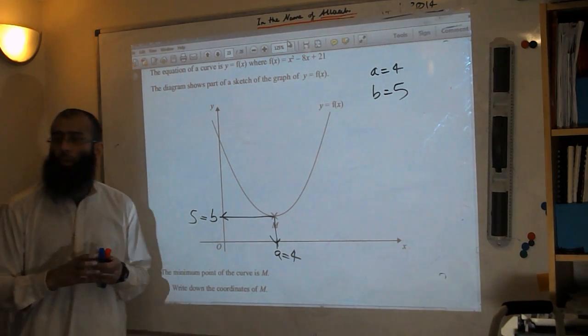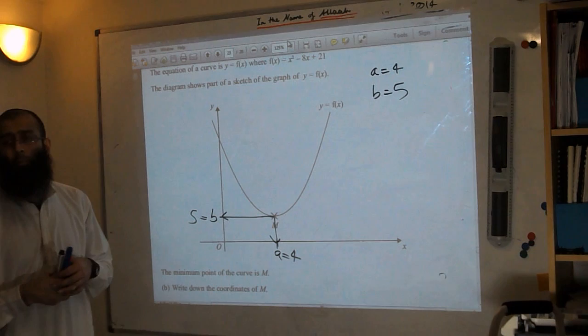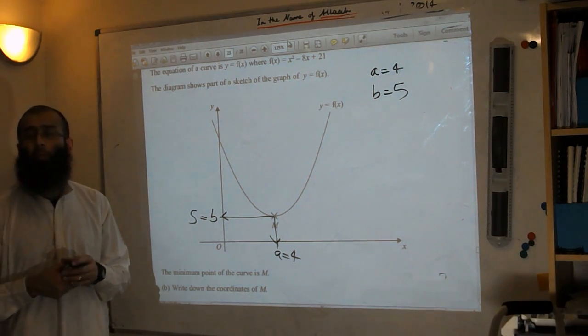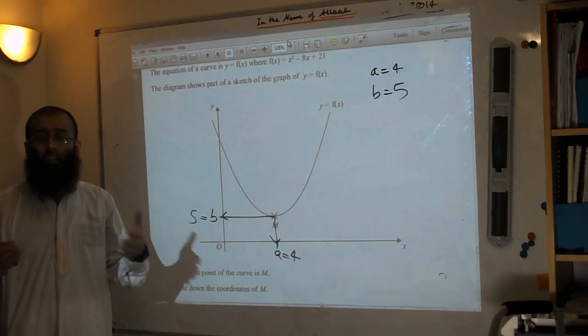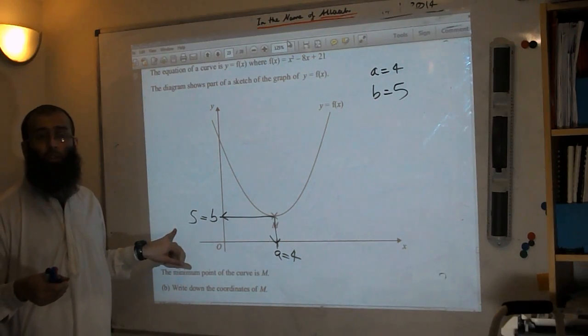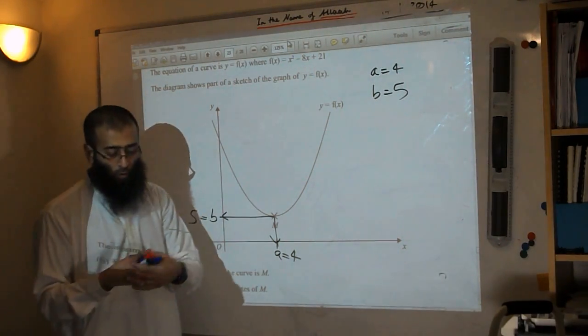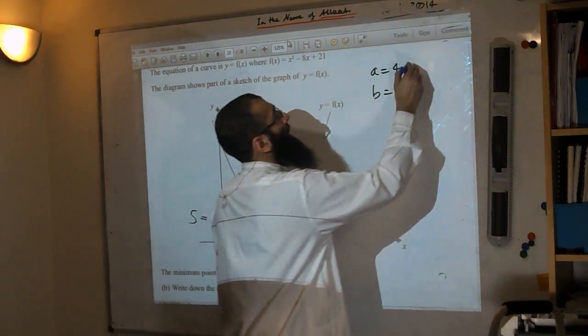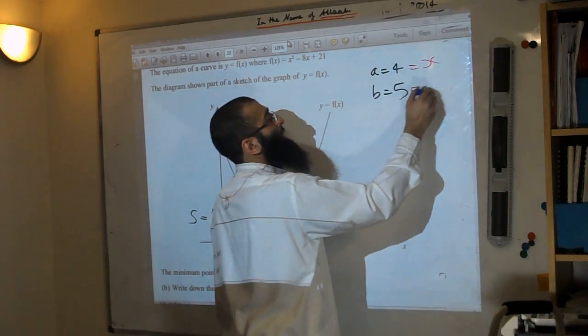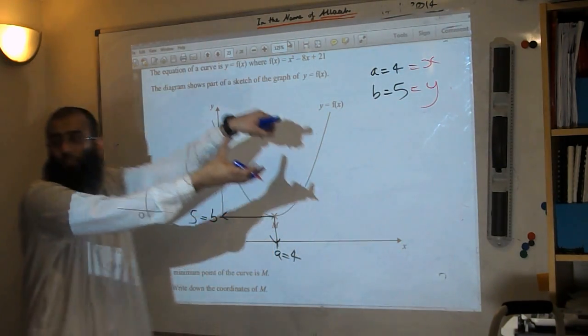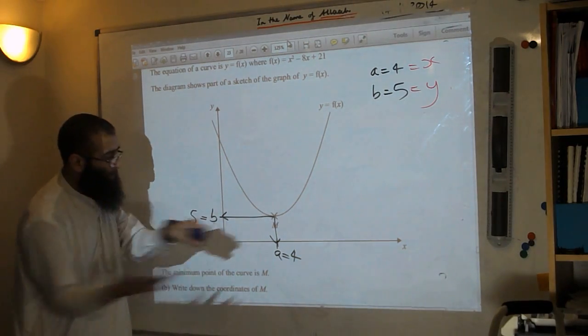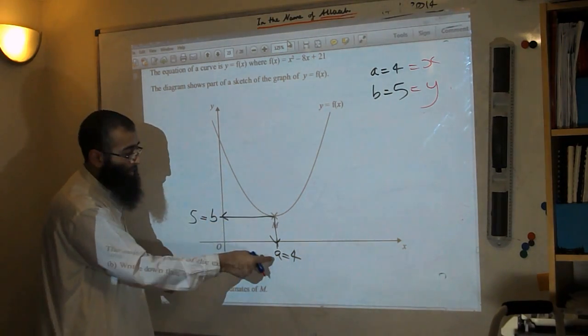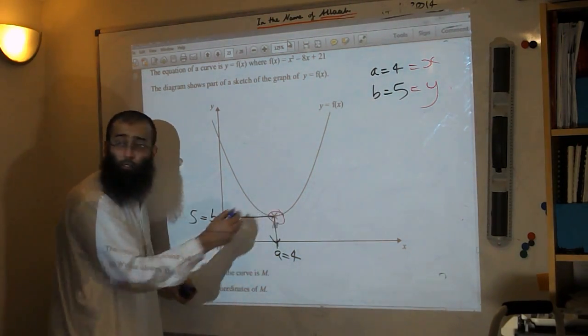One of the points of completing the square is that we can work out the maximum or minimum values of the graph. The A and B values are actually the X and the Y coordinates. So your A equals 4 is really your X coordinate. B equals 5 is really your Y coordinate. So these two values can be literally just lifted up from the first part of the question and plunked straight into here. So they correspond to this point here of the graph.